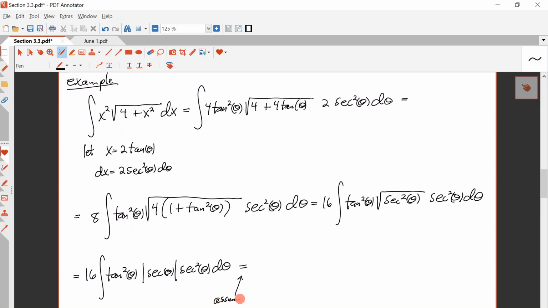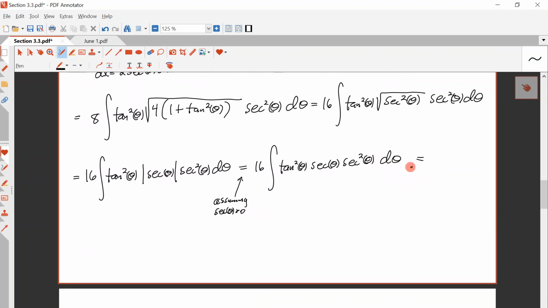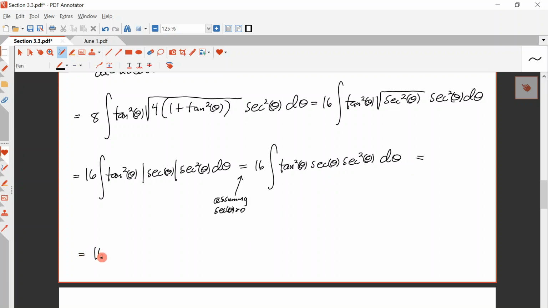So assuming secant theta is bigger than 0, this becomes 16 tangent squared theta, secant theta, secant squared theta d theta. Combining those together, we get tangent squared theta secant to the third theta d theta. Right, so we've got a product of tangents and secants.